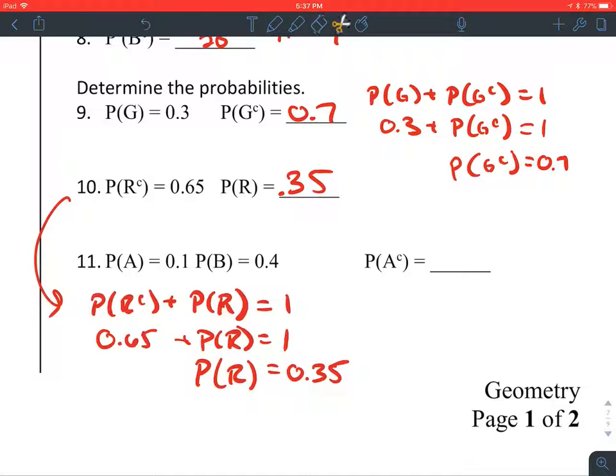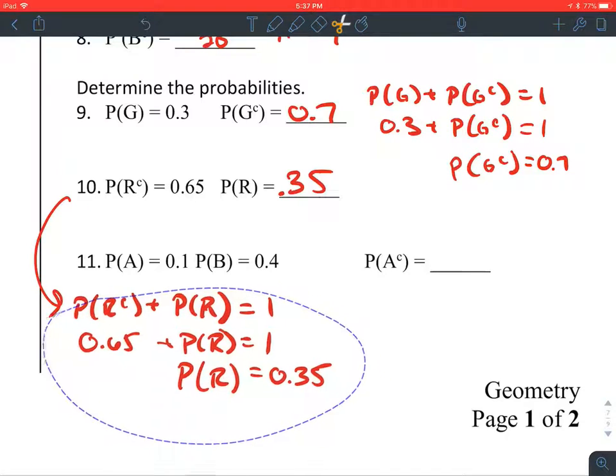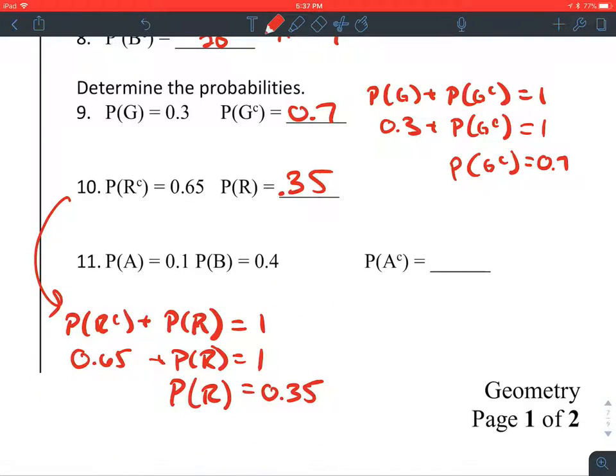Oh, I'll leave that there, I guess. Should be a comma here for 11. Probability of A, 10%. Probability of B, 40%. What's the probability that you get the complement of A? Once again, these two together have to add to be 1, so that's going to make this 90%, or 0.90.